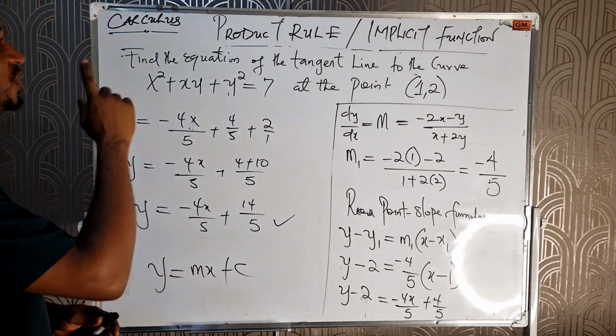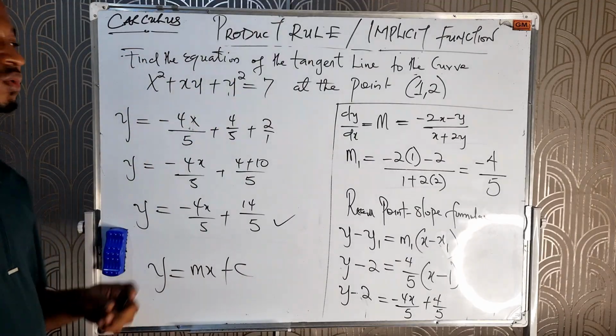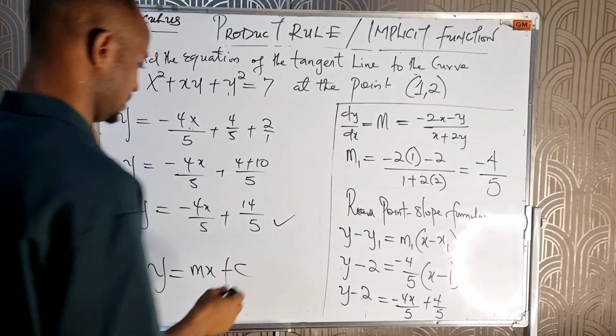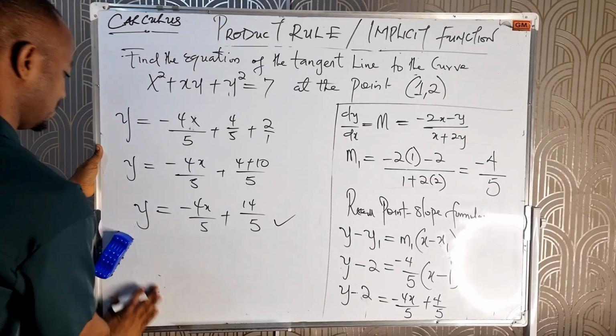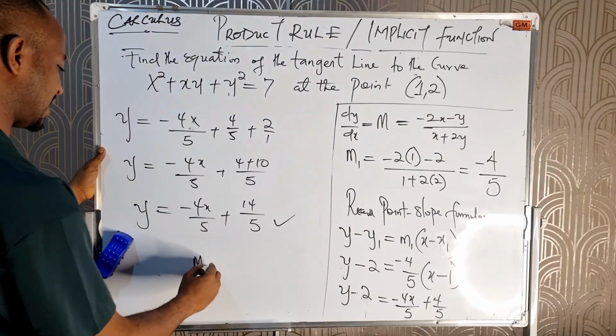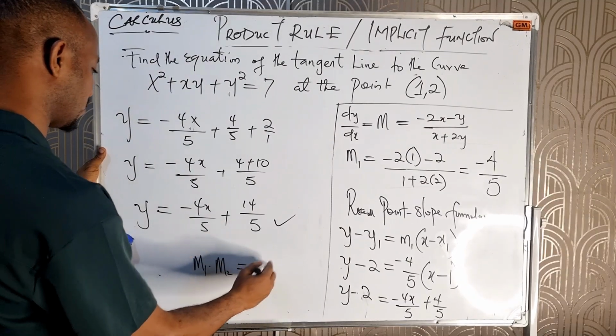But if the question says find the equation of the normal line, you know what to do. You have to find your m2. I gave us the connection between m1 and m2. We say that for that of normal, slope of tangent times slope of normal is equal to minus 1.